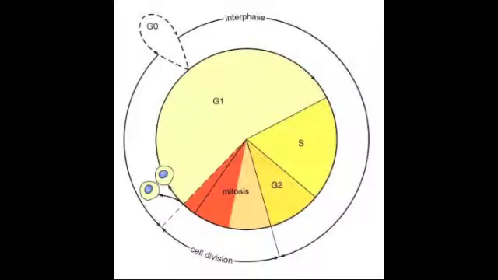The first phase is the G1 phase. This is where a cell spends most of its time growing and generating new proteins and organelles.